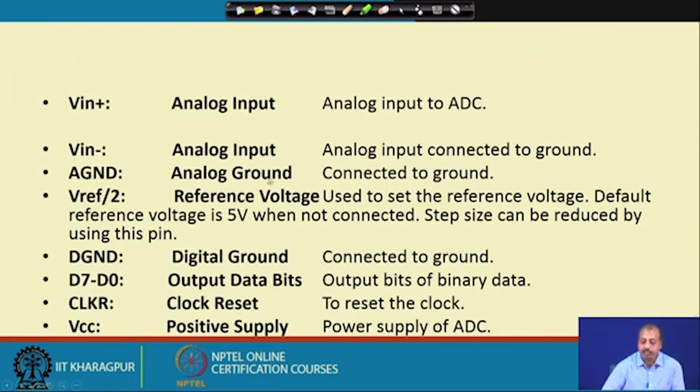Then we have analog ground, which is connected to ground, and Vref/2 is the reference voltage, used to set the reference voltage. The default reference voltage is 5 volt when not connected.